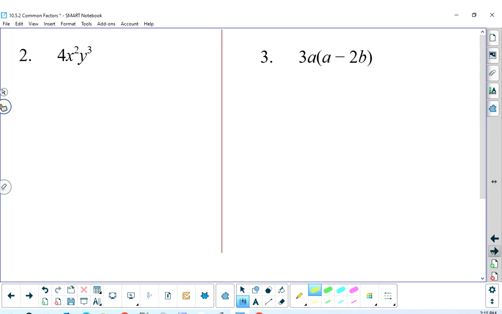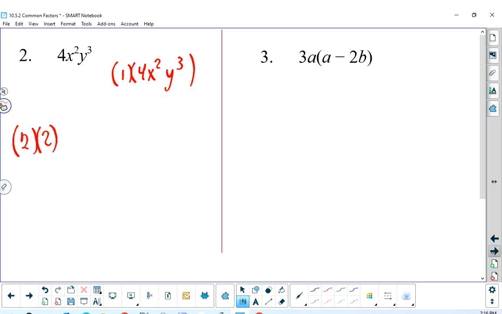Let's take a look at number 2, 4x squared y cubed. So what are we asked to do? We're asked to write it as a product of factors. I mean, could you write 1 times 4x squared y cubed? Yes, but I think you understand that's not the intention. We want to tear this down as much as possible. 4 is 2 times 2. X squared is x times x. And y cubed is y times y times y. Done. And every single factor of 4x squared y cubed is in there somewhere.